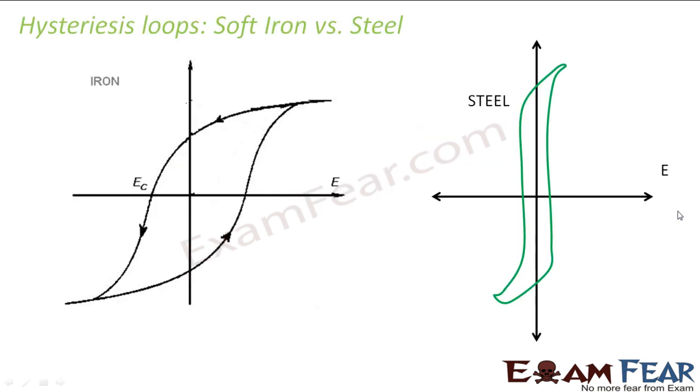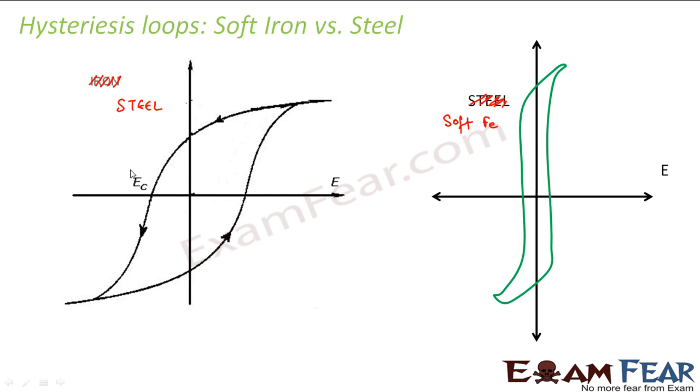Now let us have a comparison of the hysteresis loops for two different materials, that is soft iron and steel. I'm sorry, it is incorrectly written here. This is for steel and this one is for soft iron. If you look at the hysteresis curve for soft iron and steel, they look quite different. One hysteresis loop is wide while the other one is quite narrow when compared to steel.